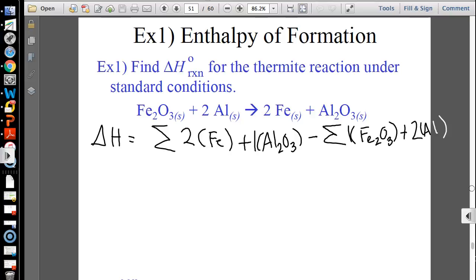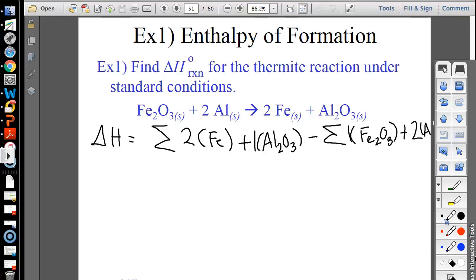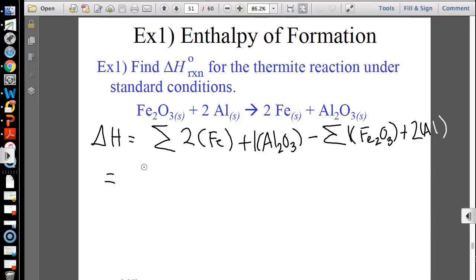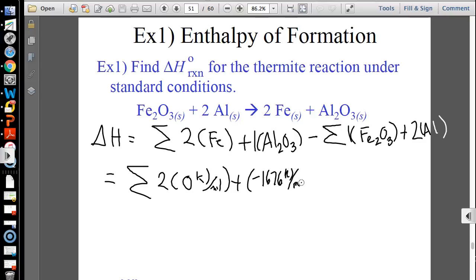So on aluminum oxide, I'm looking in my book. Delta H equals the sum of, what's iron as a solid? What's its enthalpy of formation? How about 0? Yeah, 2 times 0 kilojoules per mole. Plus the aluminum oxide, I just have one of those. I'm going to round to the nearest whole number, so negative 1676 kilojoules per mole. Alright, so I gotta add that up, and then I'm gonna subtract all of this added up.